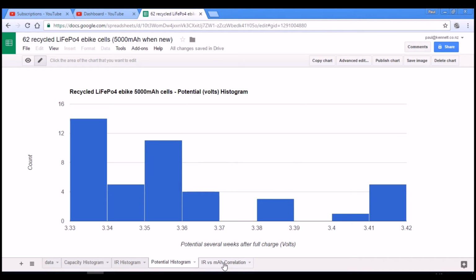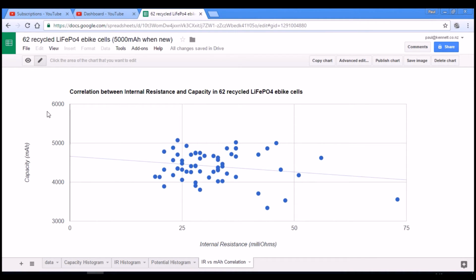So that's the voltages. And then this is a correlation between internal resistance and capacity. And so what I was looking for here is to see if there's any validity to the notion that the higher the internal resistance, the lower the capacity, which kind of makes sense logic-wise. You'd think that if the cell has a whole lot of internal resistance, then it would wear out faster. But apart from this outlier here, most of them are pretty well clustered in between 4,000 and 5,000 milliamp-hours, and there's not a very strong correlation. This line here is the trend line for all these data points, and it's been pulled down mostly by this one here. If I removed that, then it would almost be a flat line.